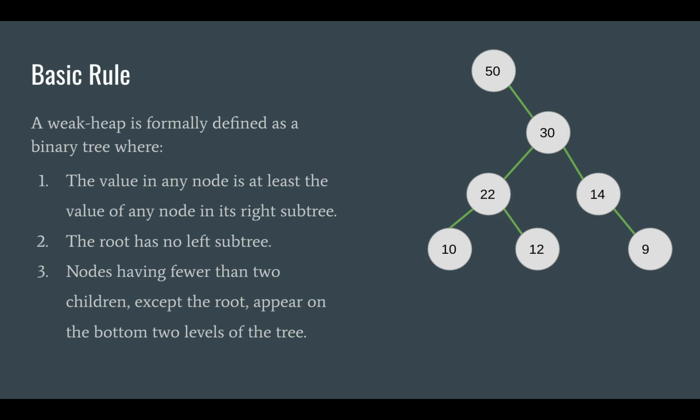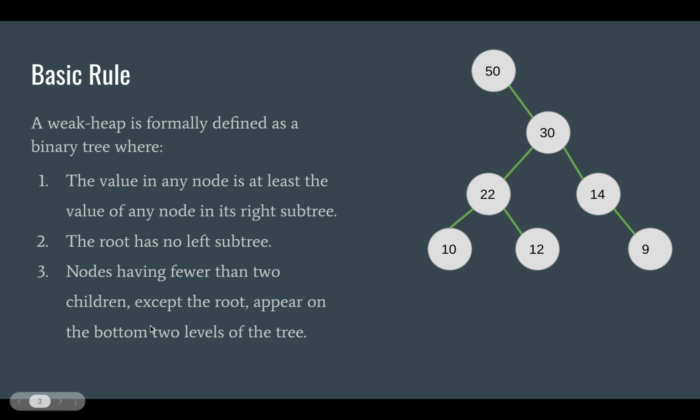The basic rules of a weak heap: there are three basic rules actually. The first is that the value in any node is at least the value of any node in its right subtree. The second rule is the root has no left subtree. Here you can see that in this weak heap, the root 50 has no left subtree.